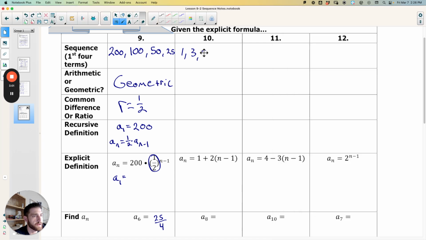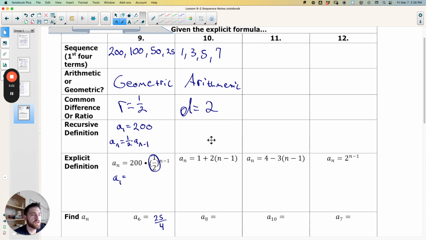So it looks like my pattern here is that it's going up by 2 each time, right? So 1 plus 2 is 3, plus 2 is 5, plus 2 is 7. So this is arithmetic. And the common difference, d, is equal to 2.